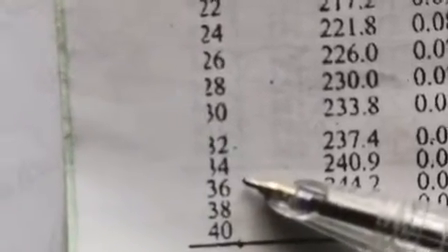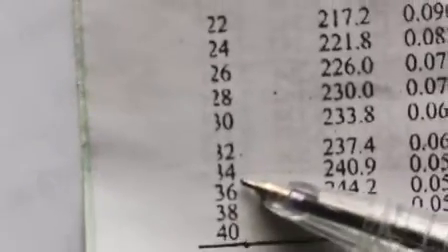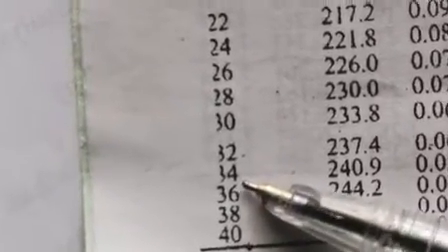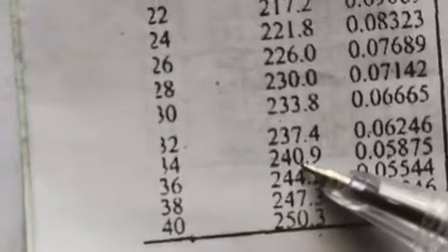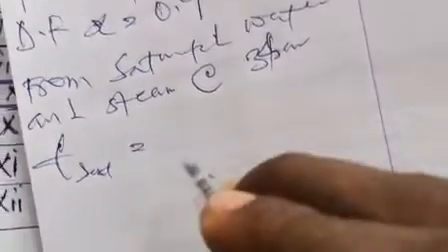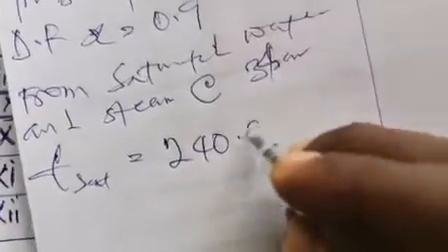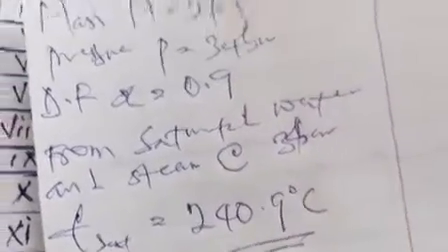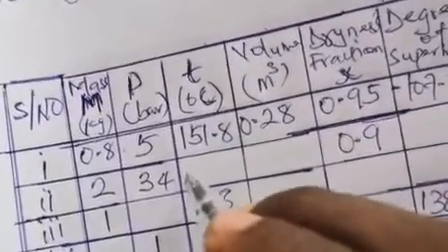This is 34 bar. This is the temperature there, which is 240.9. That's the saturation temperature, so the temperature is simply 240.9 degrees Celsius. So that is that for that column. We'll fill that up.